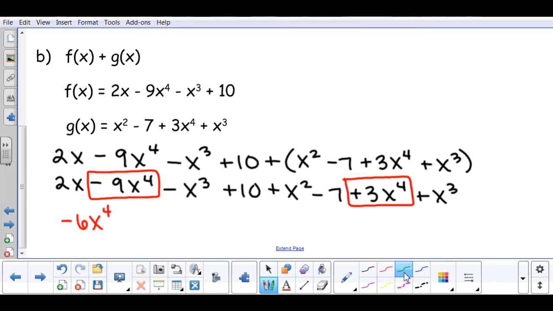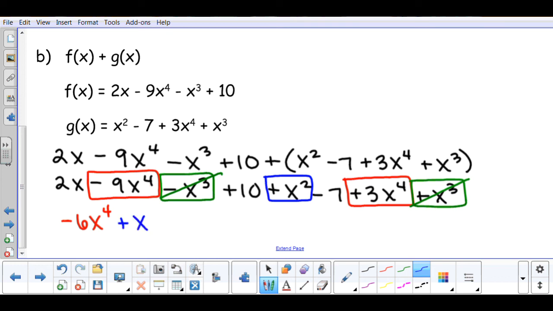Then I can go to my x to the third, and I have a negative x to the third and a positive x to the third. So those will actually cancel out, and I don't have to write plus 0x to the third. I'm just going to keep going. Next, I would have my x squared, and I only have one of those, so I'll put plus x squared. Then I can go to my x term, and I only have a positive 2x, so I'll write a plus 2x. And last, I have a positive 10 and a negative 7 to give me a positive 3.